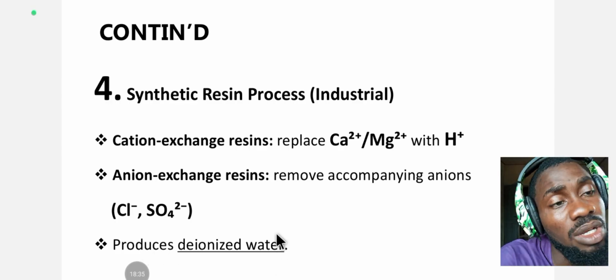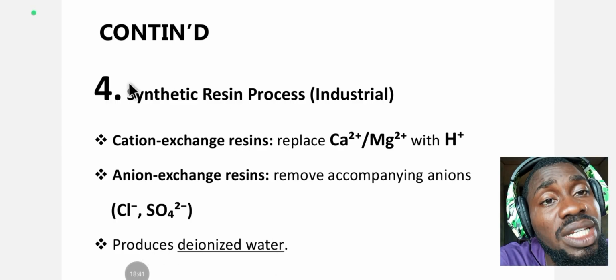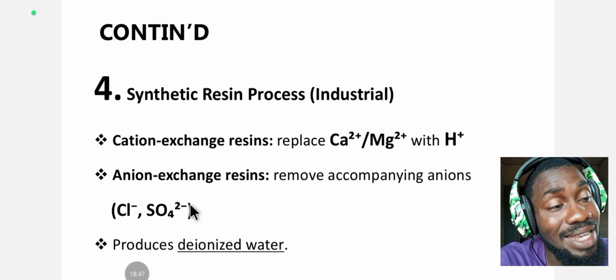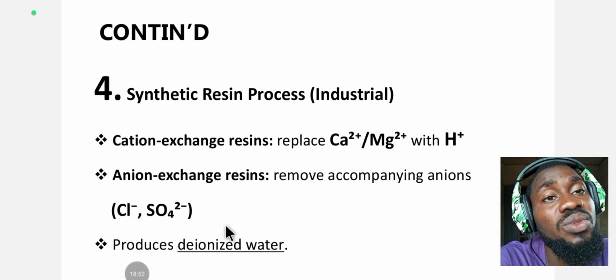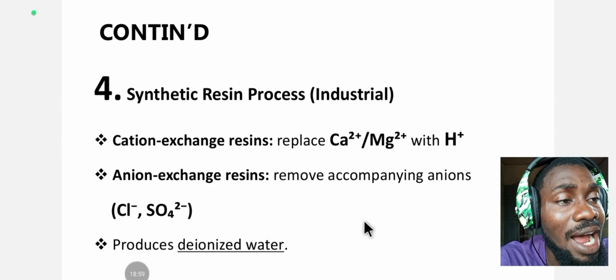Produces deionized water. So if you see a question in your JAMB UTME 2026, you have been asked that during the synthetic resin process, what kind of water is formed? The answer is what? Deionized water. So deionized water is formed during the synthetic resin process of softening of hard water.